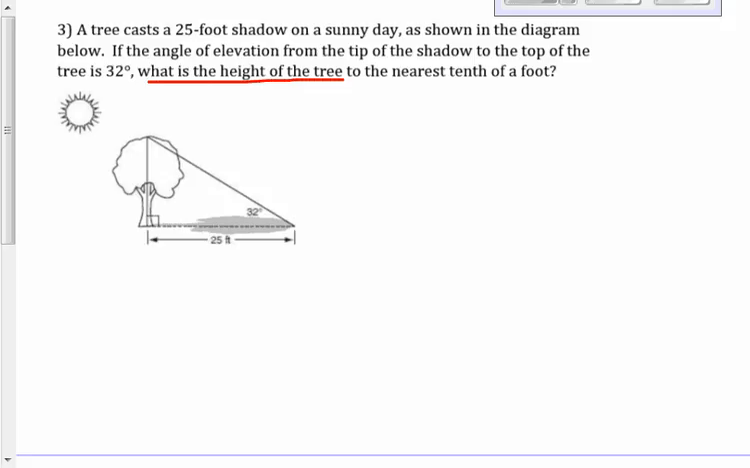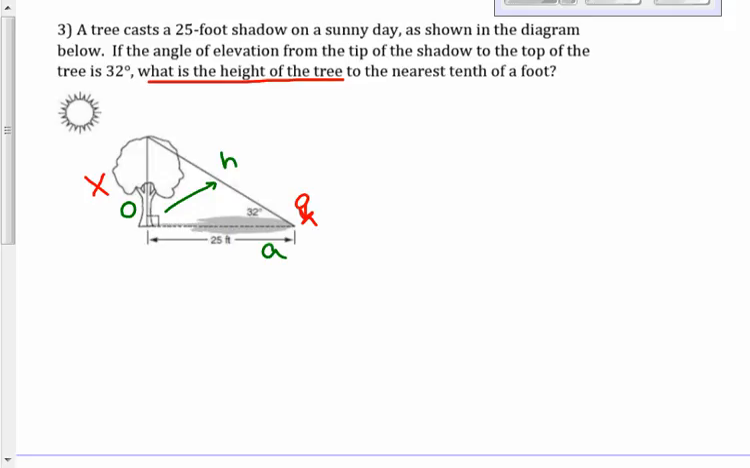So we can go ahead and put a variable on that tree. It doesn't matter what you put there as long as you realize that's what you're solving for. And we know we have an angle of elevation. So we're standing at that angle of elevation. The side across from you is your opposite. The side next to you is your adjacent. And across from the 90 degree is your hypotenuse.